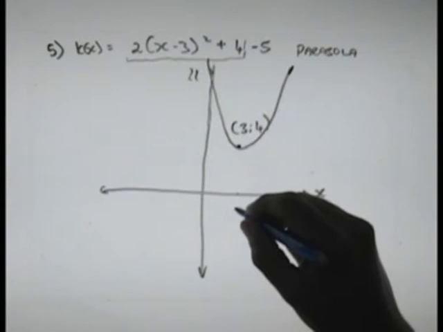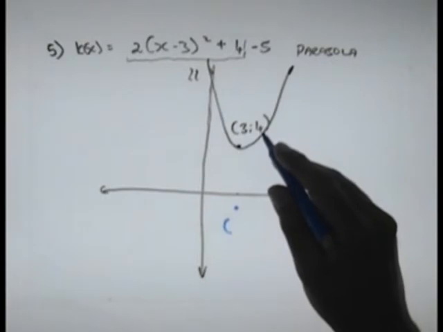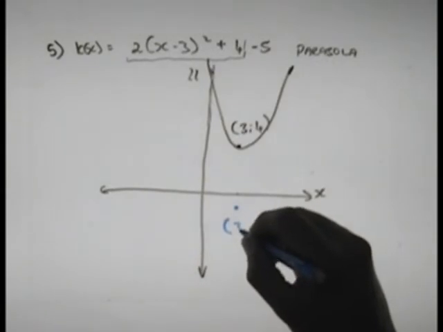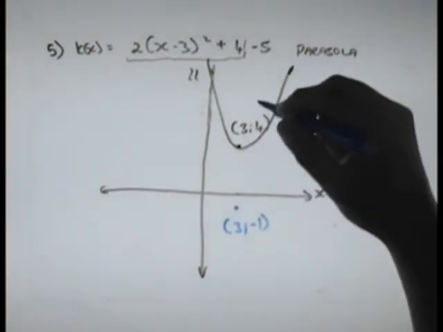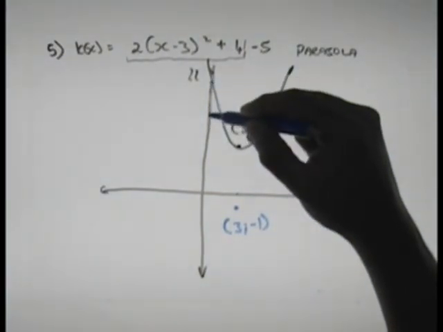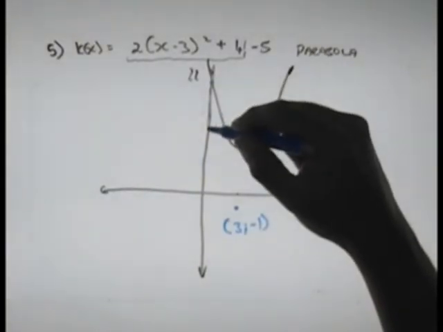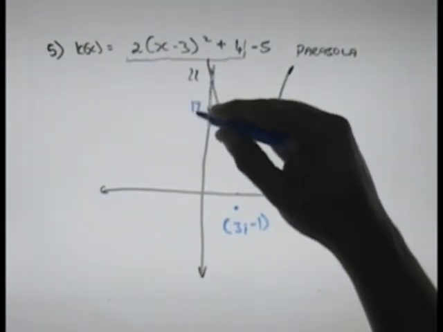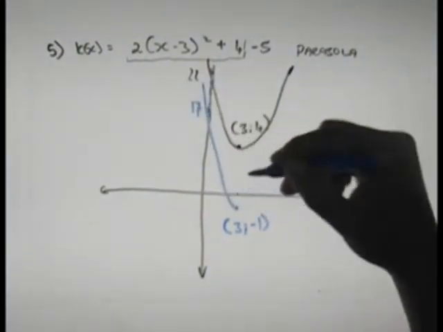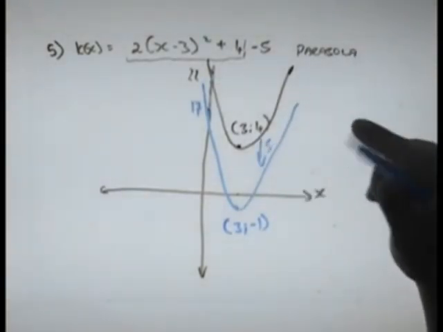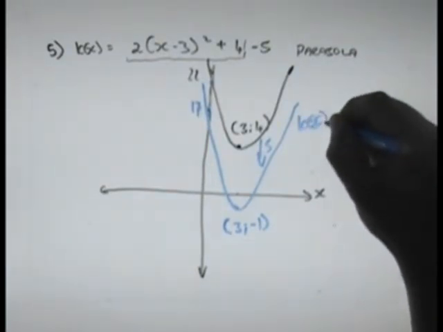No. My x value is still going to be x is equal to 3, except my y value is now going to be 4 minus 5, which is equal to negative 1. My y-intercept, which was at 22, is now going to move 5 units down, which means that my y-intercept is going to be at positive, let's imagine that positive 17 is there. Yes, I know my graph is very inaccurate. All we've done is we've moved 5 units downward to get k of x.